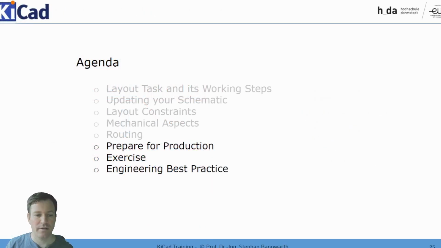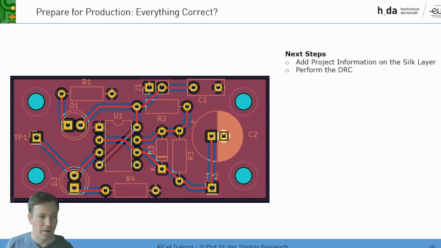Now we are ready for production, and we have to prepare our board for production. What does it mean? First, add project information on the silk layer. If we see now our board and we get it back from our manufacturer, and especially in our lab case where we have maybe 12 groups or 16 groups, we will get back 16 of these boards, and then everybody can look at the boards and find his or her board.